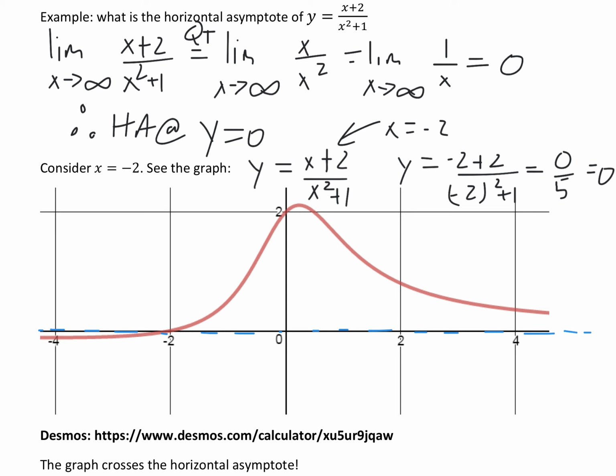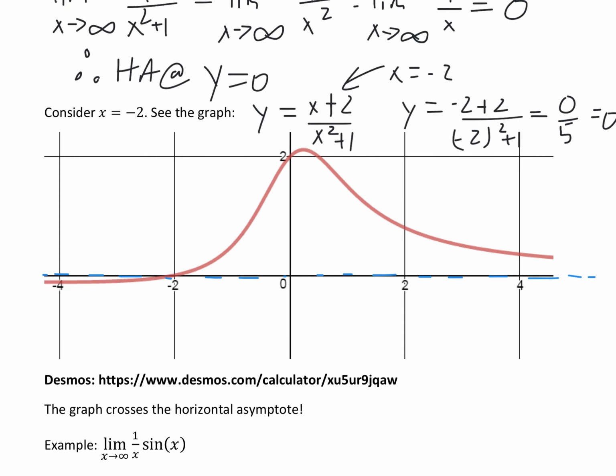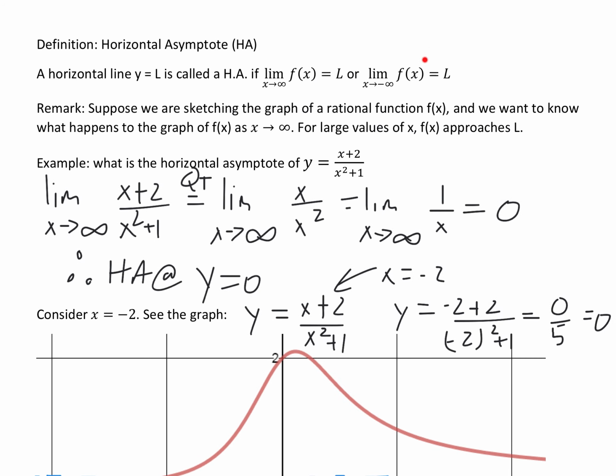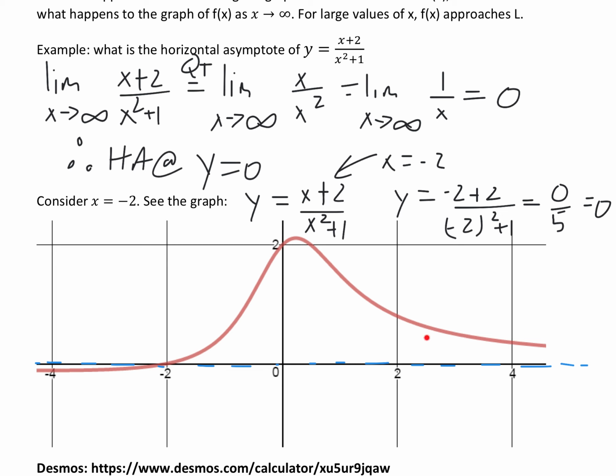And this is very, very important, that the graph crosses through the horizontal asymptote, because the horizontal asymptote is simply a limit. If you look back up here at the definition, it's just a limit. Sometimes you might have heard asymptotes referred to as magical lines that you can't cross, and that is an incorrect assumption. There's nothing magical about an asymptote. It's simply a line that the graph will approach as the values get very, very large.